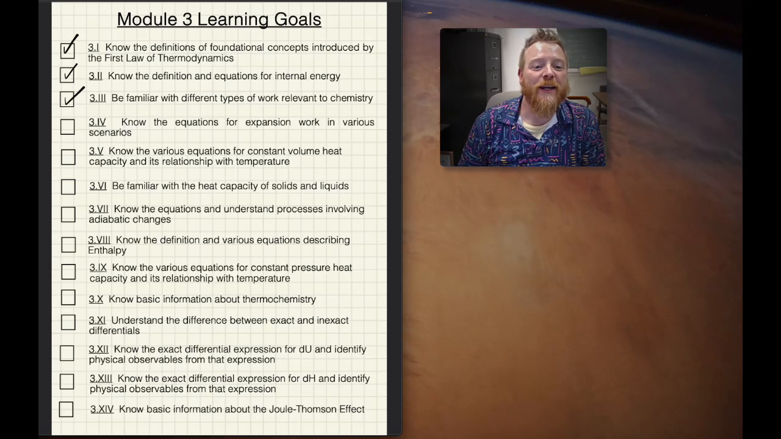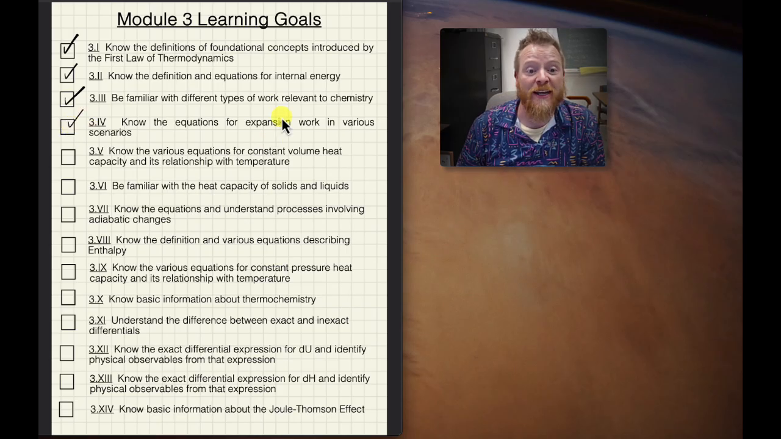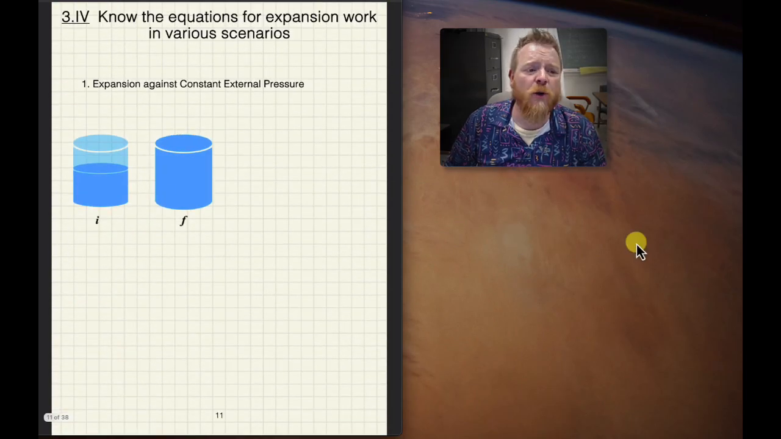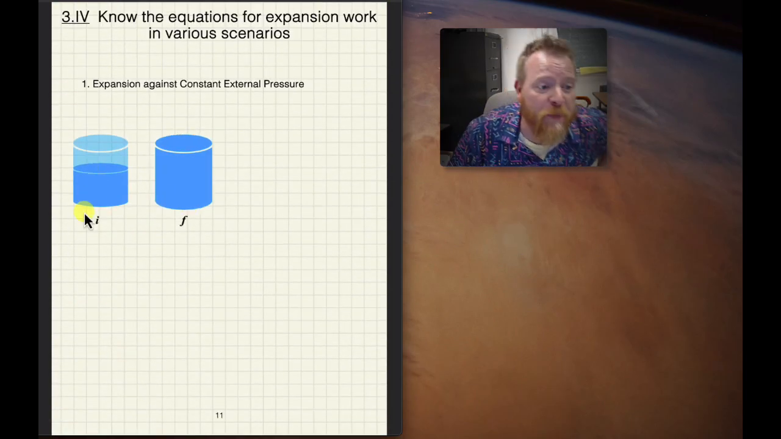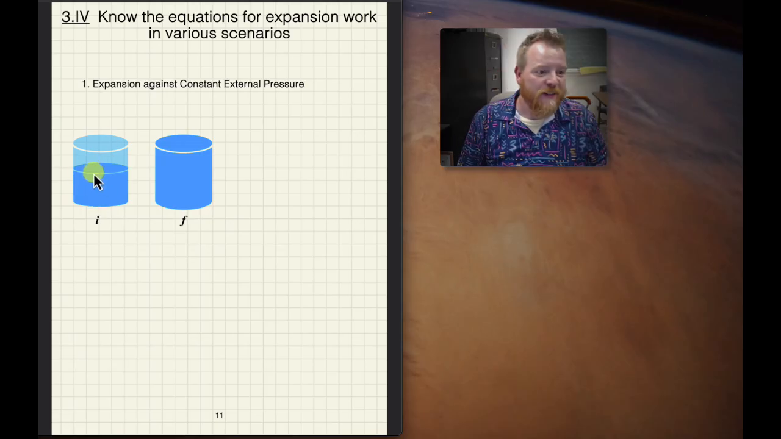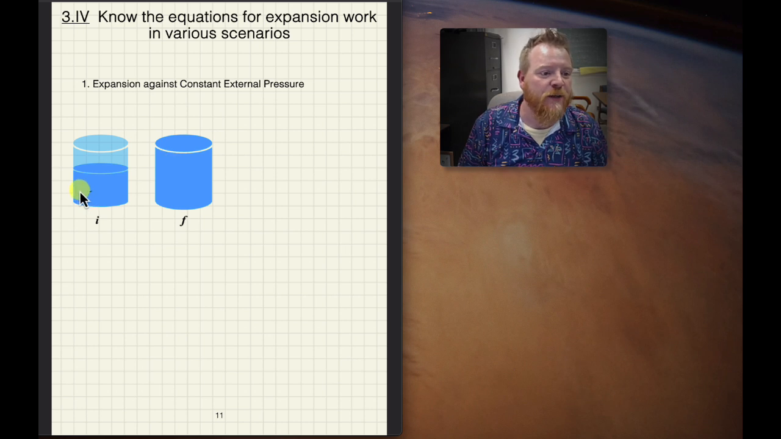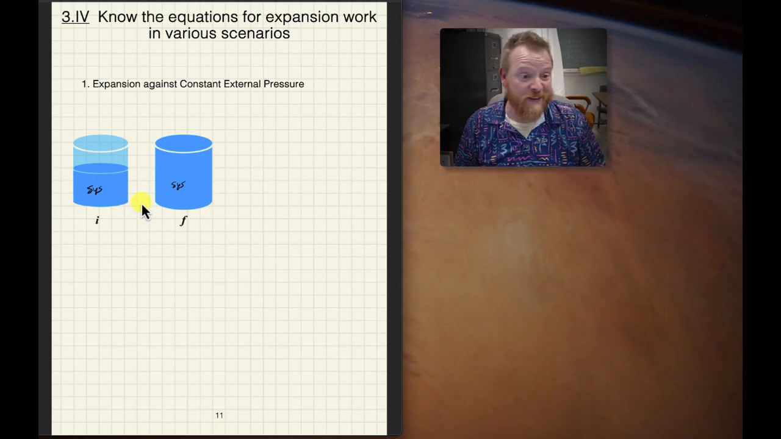All right, y'all. We're gonna get really specific now and dive into details regarding expansion work in various scenarios, and I will define specifically what those various scenarios are. So to start, we have a picture right here of some cylinder containing a gas at some initial state. And you can see in the final state, the gas has expanded and is filling the entire container. So let's first start by defining the gas in the container as the system.